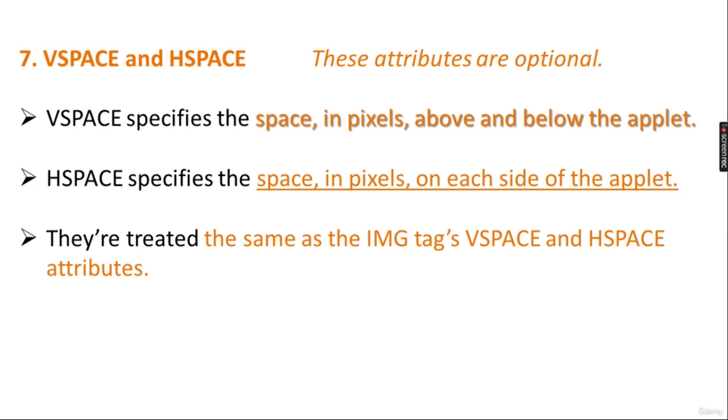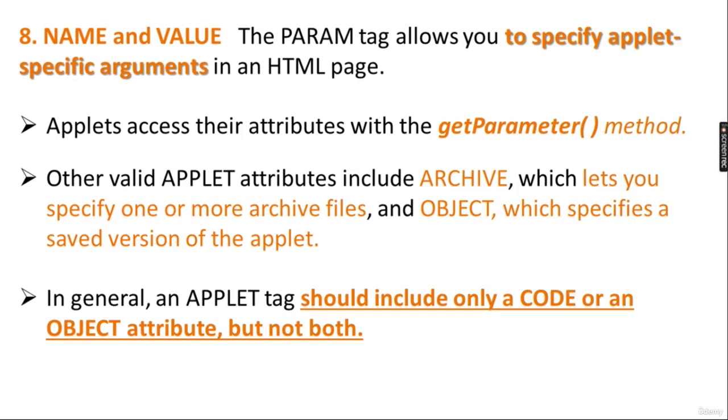VSPACE and HSPACE, vertical and horizontal space. This is also optional. It specifies the space in pixels above and below the applet. Okay. Vertical space specifies the space in pixels above and below the applet. Horizontal space specifies the space in pixels on each side of the applet. Okay, left and right side. They are treated the same as the image tag's vspace and hspace attributes.